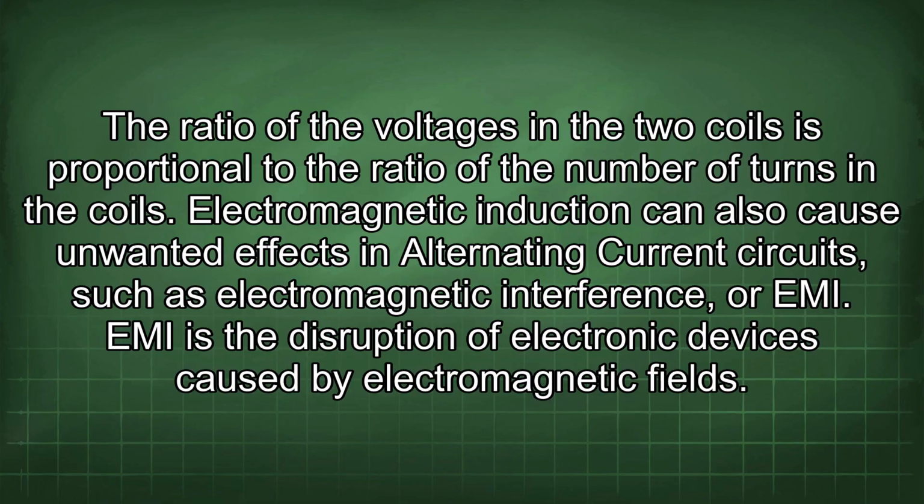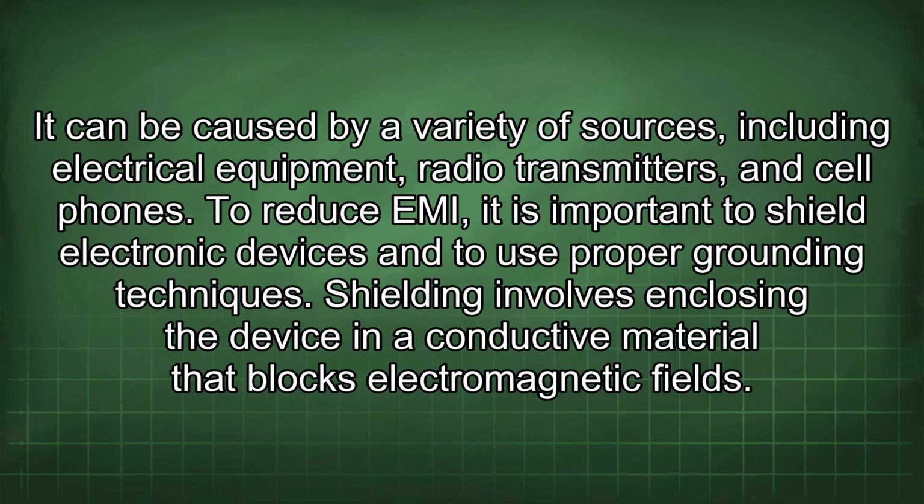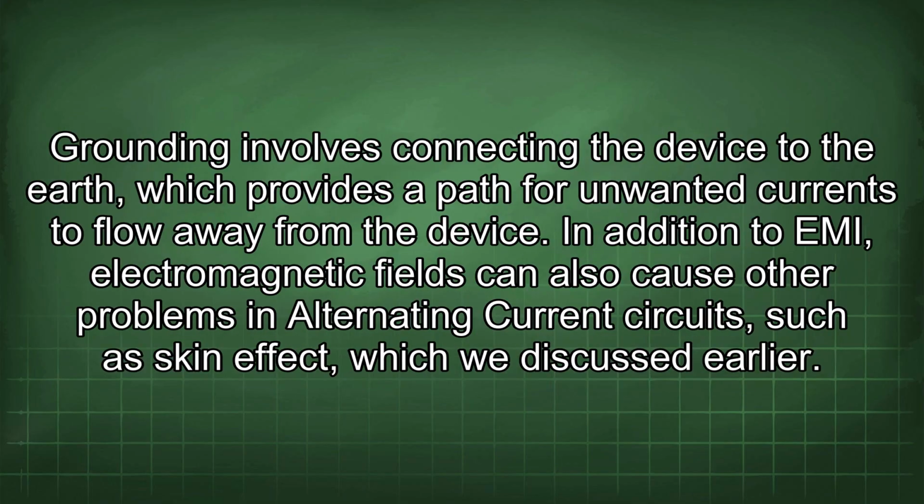EMI is the disruption of electronic devices caused by electromagnetic fields. It can be caused by a variety of sources, including electrical equipment, radio transmitters, and cell phones. To reduce EMI, it is important to shield electronic devices and to use proper grounding techniques. Shielding involves enclosing the device in a conductive material that blocks electromagnetic fields. Grounding involves connecting the device to the earth, which provides a path for unwanted currents to flow away from the device.